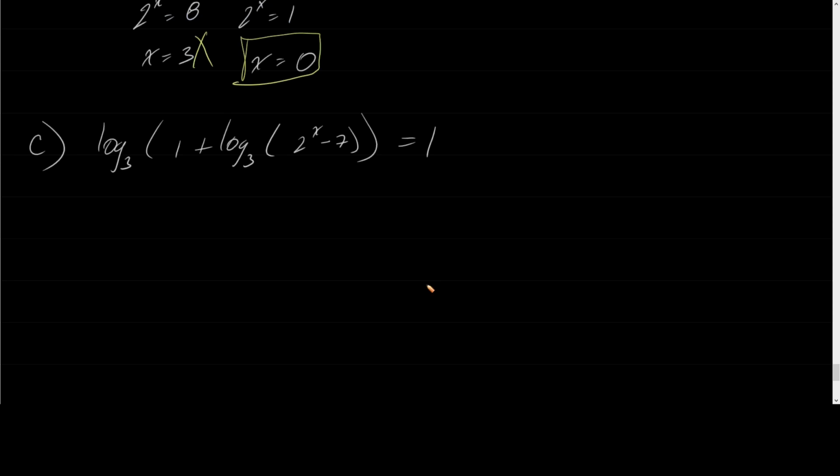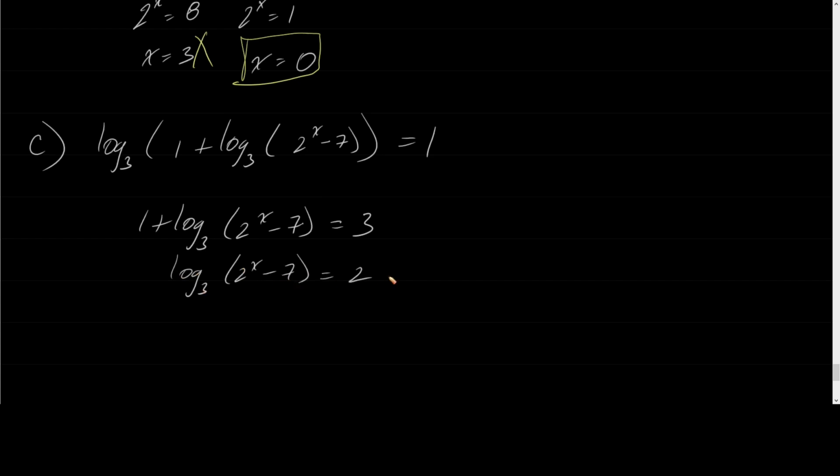Well, how do we solve this? Well, overall, we had log of something is equal to 1. How do we get rid of that? By exponentiating. So I do 3 to the powers on each side. So I'm going to have it as 1 plus log base 3 of 2 to the x minus 7 is equal to 3, right? 3 to the 1 is just 3. Move the 1 over. So I have log base 3 of 2 to the x minus 7 is equal to 2. Exponentiate again. So in other words, 3 as a base on both sides, giving me simply that 2 to the x minus 7 is equal to 9, right? 3 squared is 9.